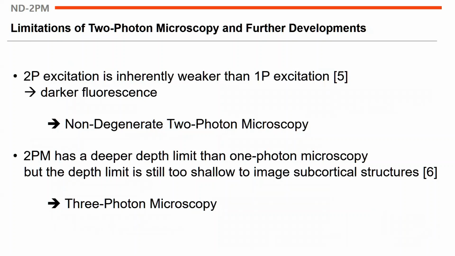However, there are some limitations of two-photon microscopy. First, two-photon excitation is inherently weaker than one-photon excitation, leading to darker fluorescence. This problem can be solved by using non-degenerative photon microscopy. Second, the depth limit of two-photon microscopy is still too shallow to image subcortical structures. Deeper imaging can be performed by three-photon microscopy.